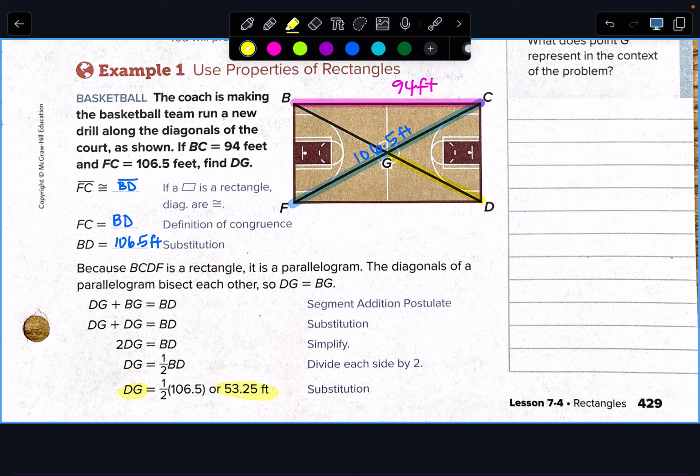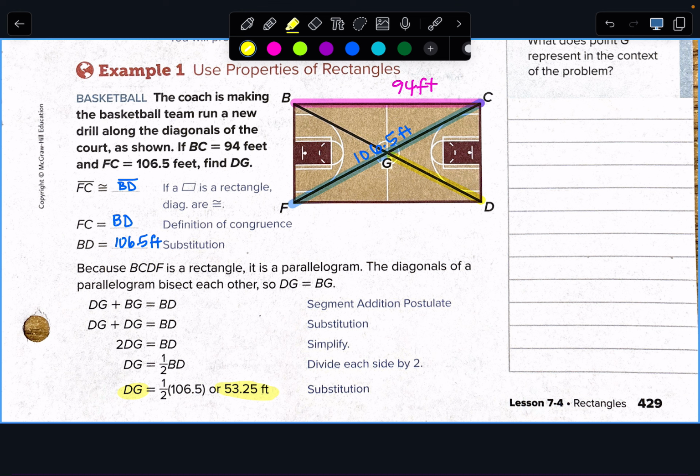Okay. Joshua asked, if we know one side and one diagonal, can we find every other measurement? What's the answer? Yes. What would we use? Pythagorean theorem, because we have 4 right angles, we can use Pythagorean theorem to find other things.